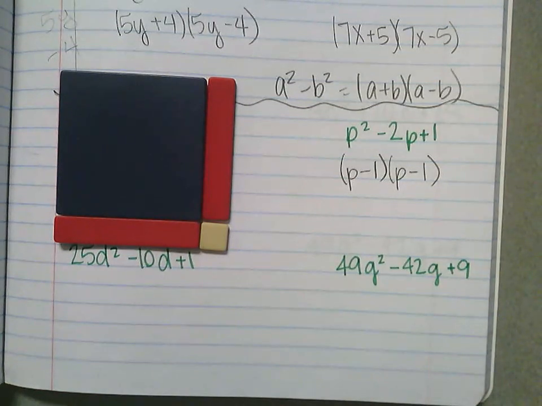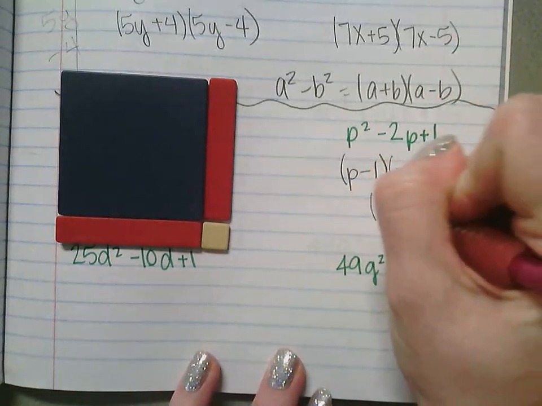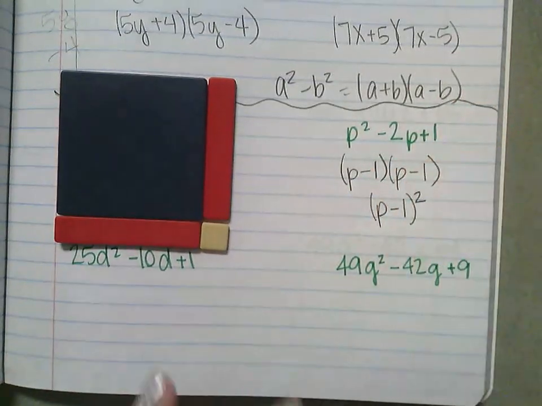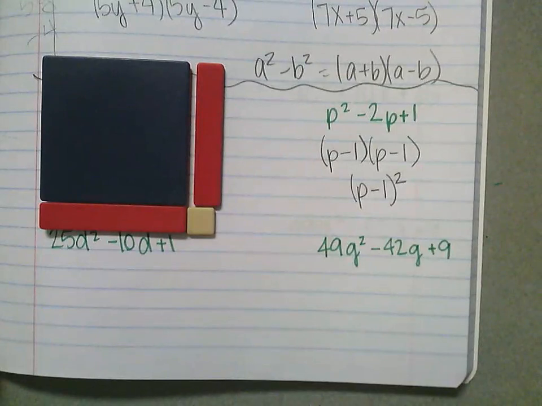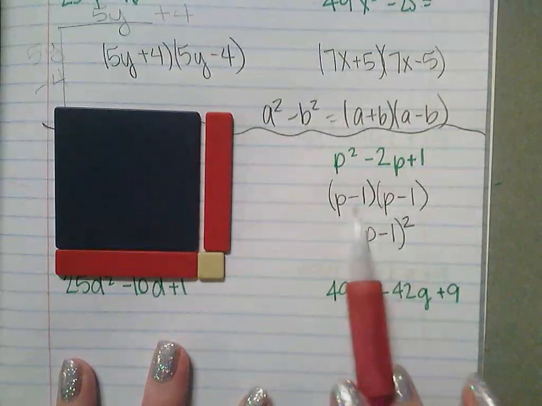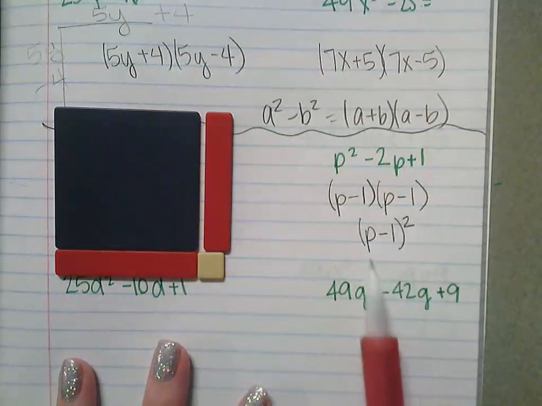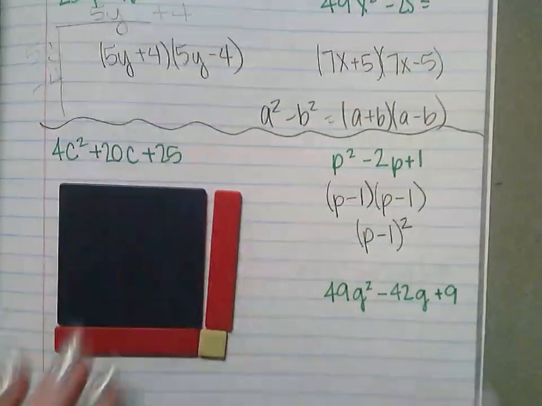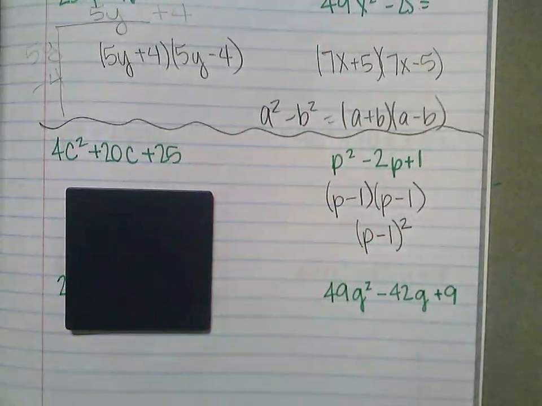Not the answer, but what's another way of writing 5 times 5? 5 squared, right? And so, since it's the exact same thing, we could write it as p minus 1 squared, and it wants you to do that. Okay? So at the top, one was plus and one was minus, and then here it's pretty much going to be the same thing, and you write it as squared.